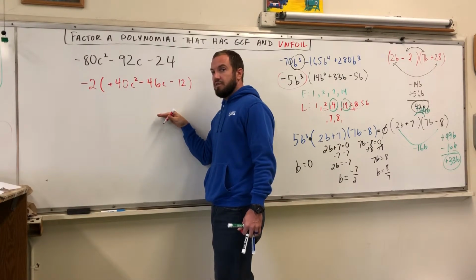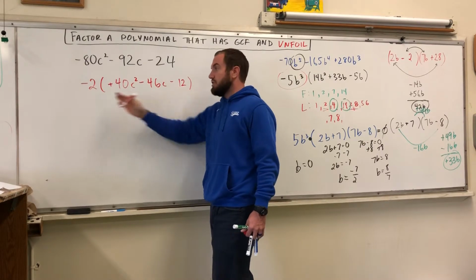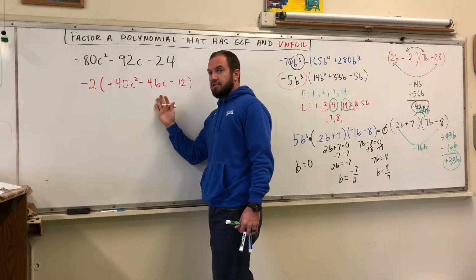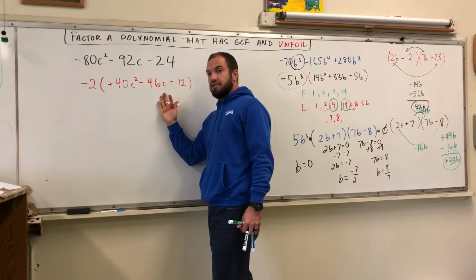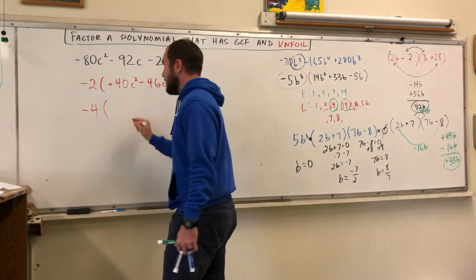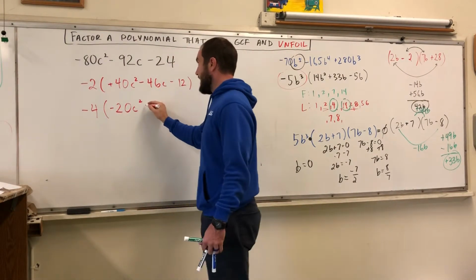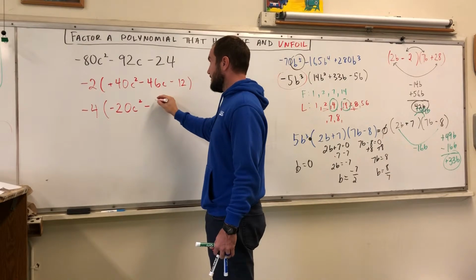Could you still use the negative 2? You could still unfoil this using the negative 2, but that's going to make things a little harder. So if I go a little bit further and use a negative 4, now I have a negative 20c squared.